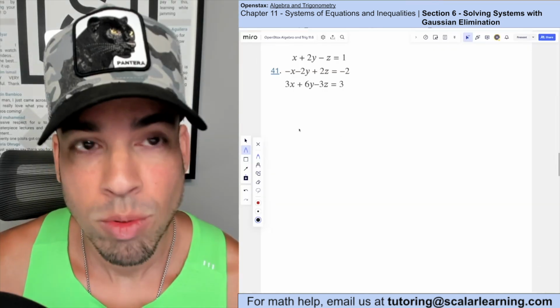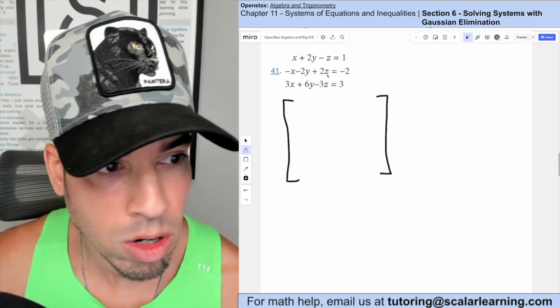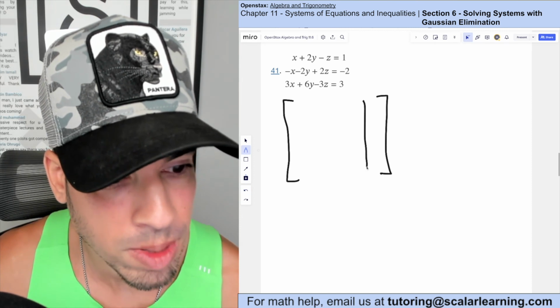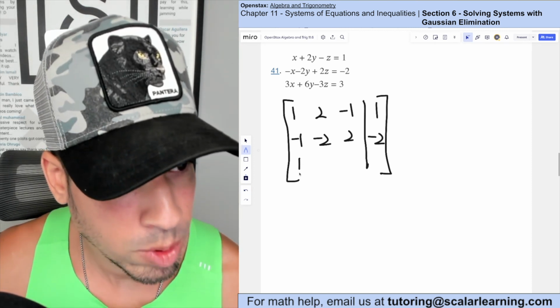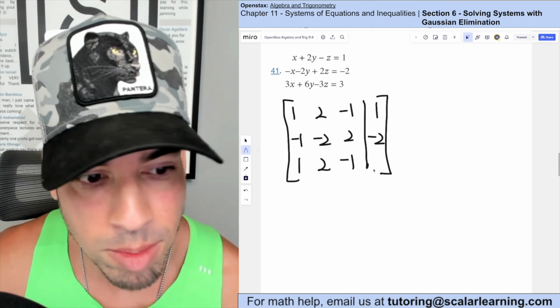Done. So for this one, let's go ahead and put this into matrix format. The one thing that I'm noticing right off the bat is that this whole equation can be divided by 3. So I'm going to do that simultaneously as we put in the values. So divided by 3, that's going to be 1, that's going to be 2, that's going to be -1, and that divided by 3 is 1.